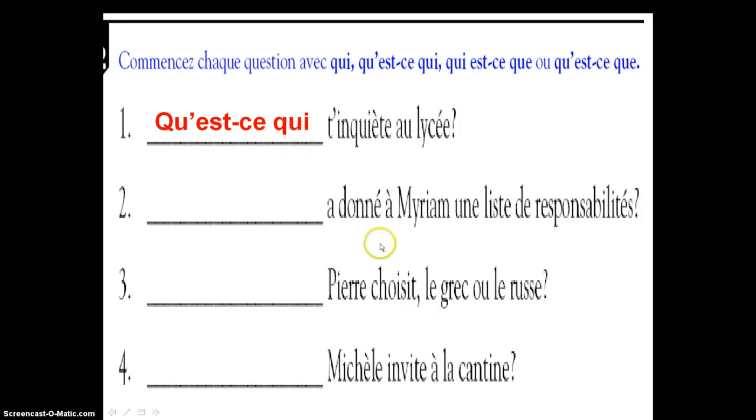"Qui a donné à Myriam la liste des responsabilités?" Who gave Miriam the list of responsibilities? Notice here, this is the little trick I showed you last year. Basically here we're looking for a subject. So the subject is going to be what? I think it's "qui," right? Right here on the top, we just have "qui." We don't have "qui" as "que," so we're going to use "qui."